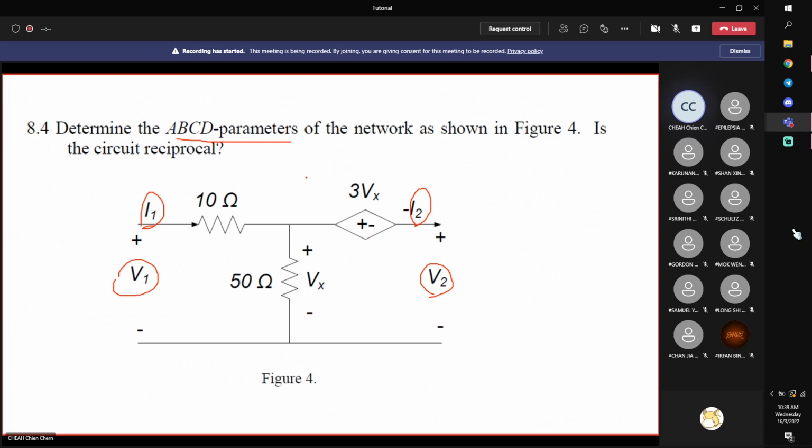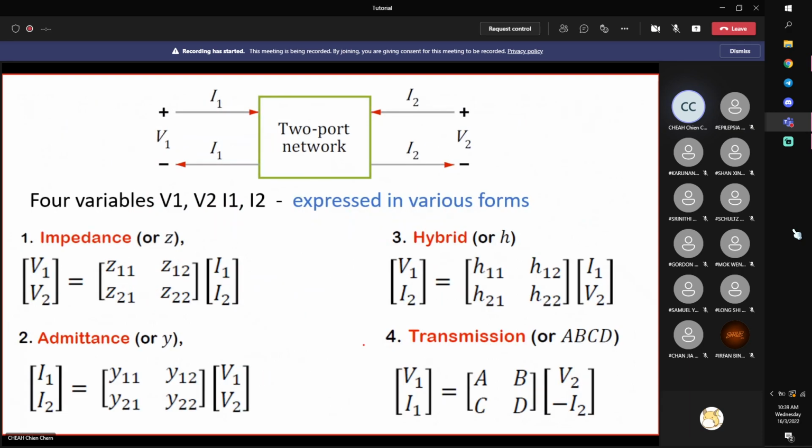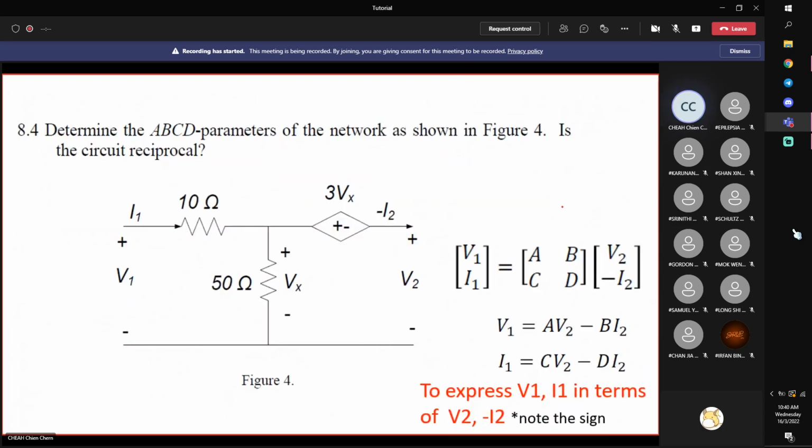Okay, let's look at these circuits again. Now we need ABCD parameters, which is the transmission form. Transmission form basically means that you have to reverse this current, negative I2, right? Transmission from generator to factory, for example. So this current should be reversed in the direction of the transmission, which means that we would like to have a negative I2 over here, right? So this is important. You determine the sign of your B and D.